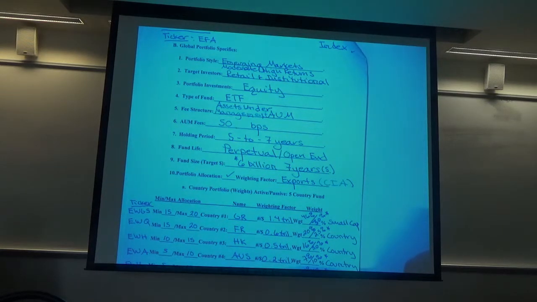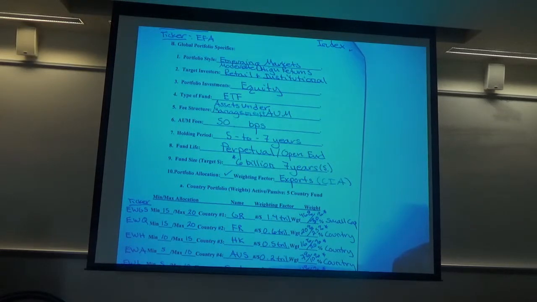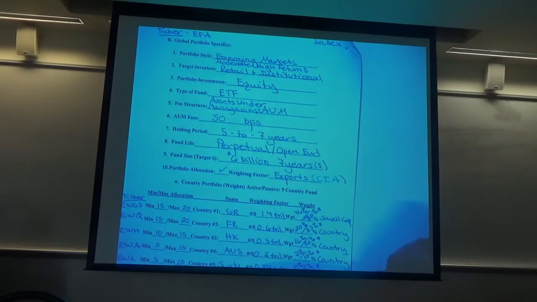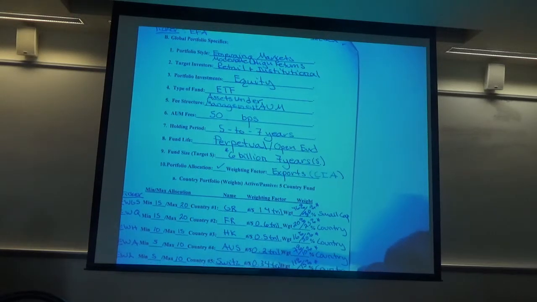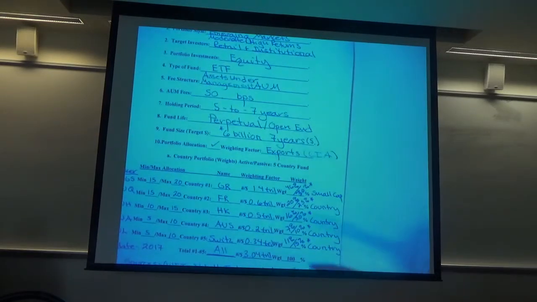And I wanted to use exports because exports is a reflection of the comparative advantage of the underlying economy. Net exports is going to be distorted by imports. I wanted pure exports. You could have used industrial production or other types of factors to come up with the factor weights. But theoretically, based off of theory, exports is probably the best to use.